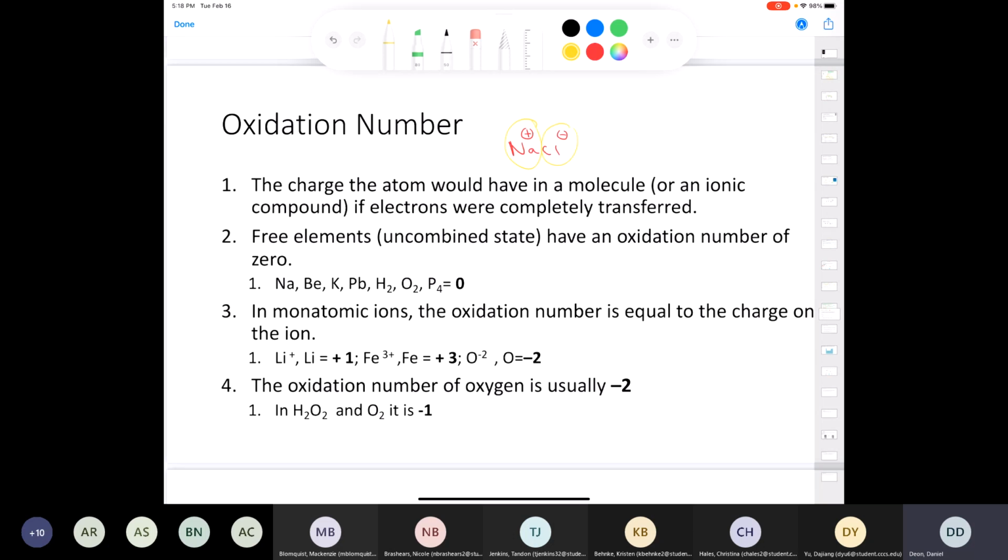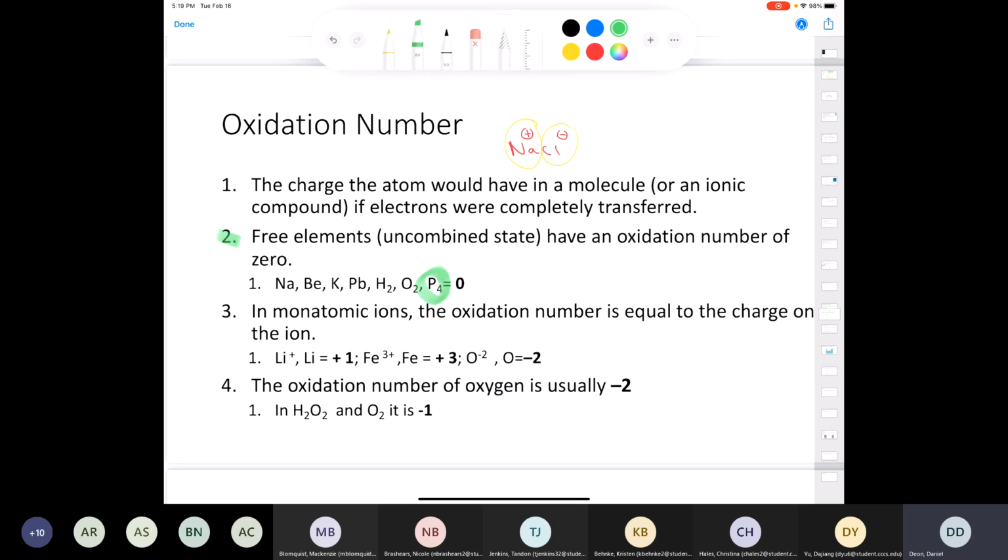All right, so let's get into the nitty-gritty of the rules. Number 2, this is one of the easier rules. Free elements in their uncombined state have an oxidation number of 0. So that means when you have a plain old element by itself, all alone, it's got a number of 0. Pretty easy, huh? The only caveat to that is you have to remember the diatomic elements: nitrogen, oxygen, fluorine, chlorine, bromine, iodine, and hydrogen.